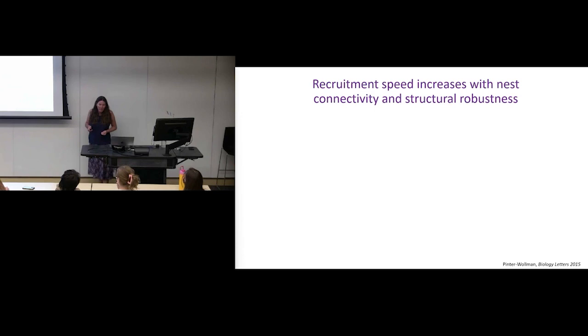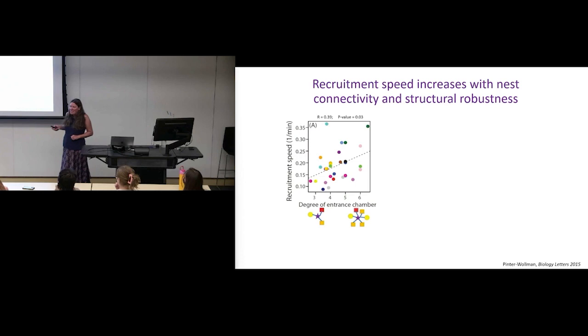And I found that that entrance chamber, the one that I showed you a window of in the other species, the more connections it had, the more tunnels it had going deeper into the nest, the faster the recruitment. So on the y-axis here, we have the speed of recruitment. And here we have the number of connections that an entrance chamber has. So the more connections of an entrance chamber, the faster foraging that we see.